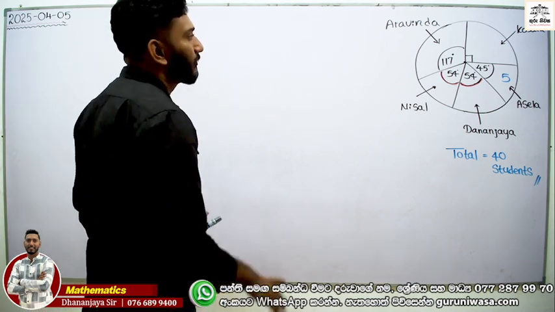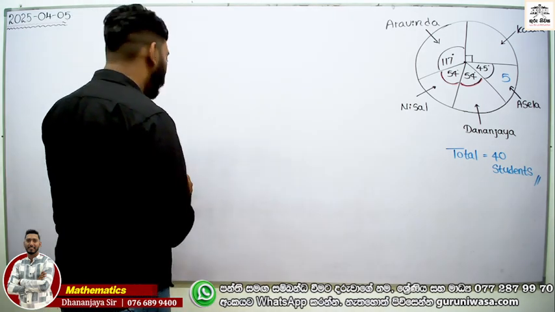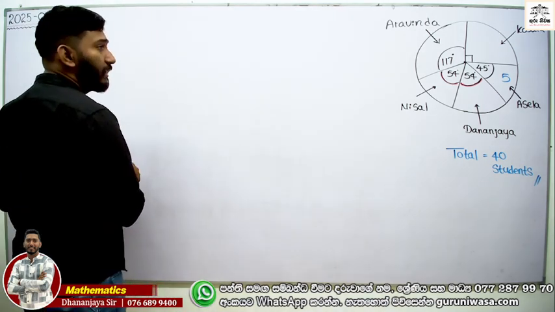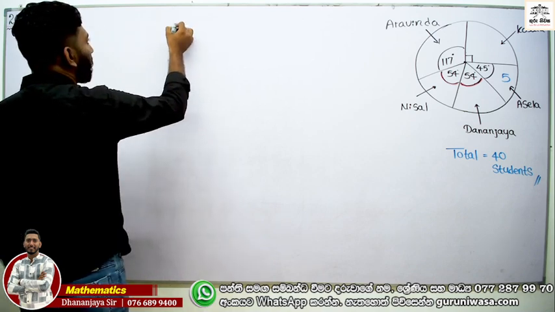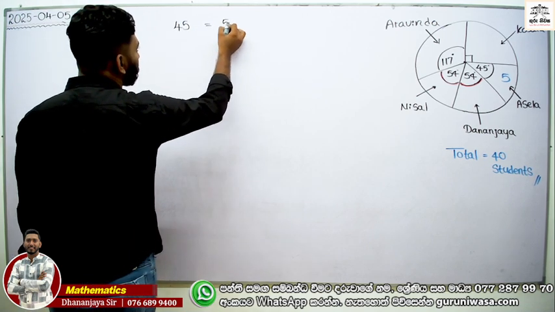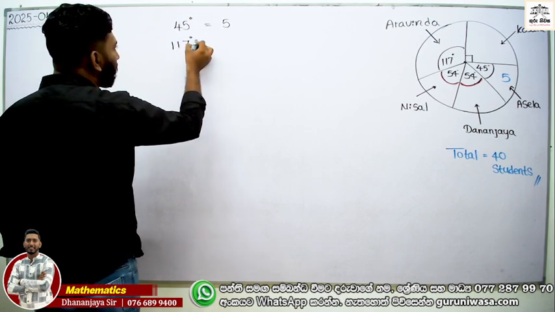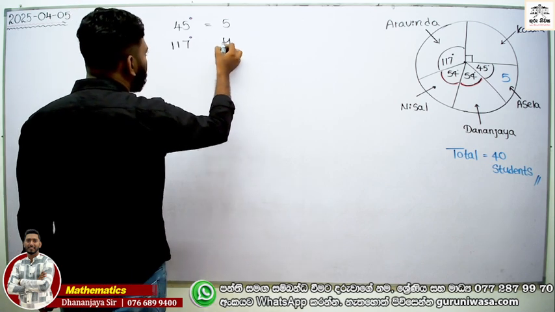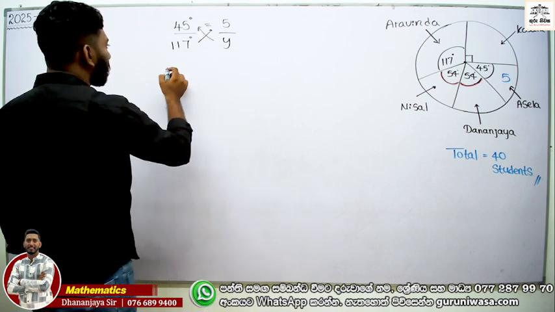Now look at this. And we know the 45 students becomes as a 5. 45 degrees represent 5 students. ඒක අපි දන්නවනේ. 45 degrees represent 5 students. Therefore, 117 degrees represent how many students? අපි දන්නේ නැහැ. Cross multiplication. උත්තරයක් එනවා.